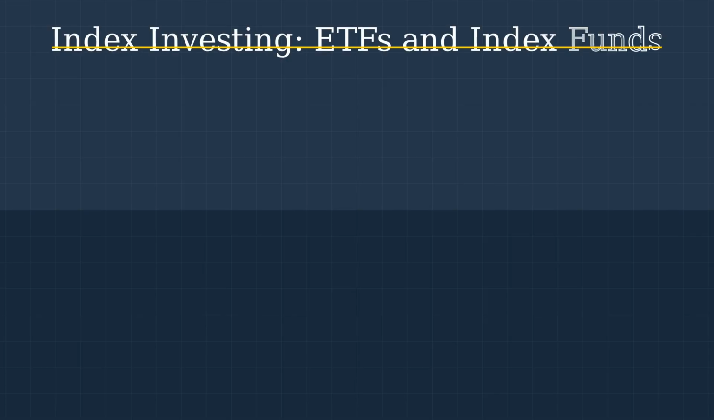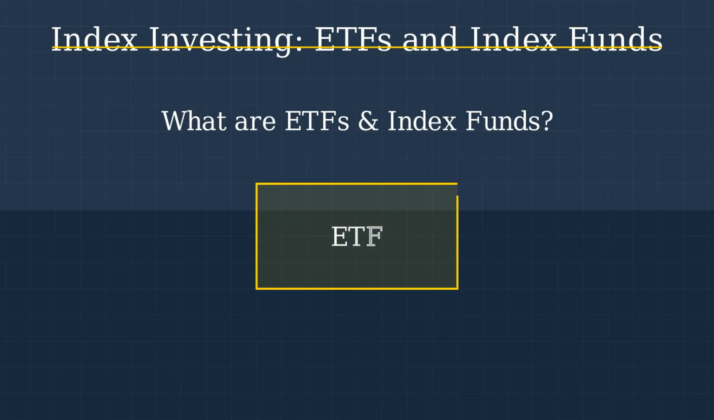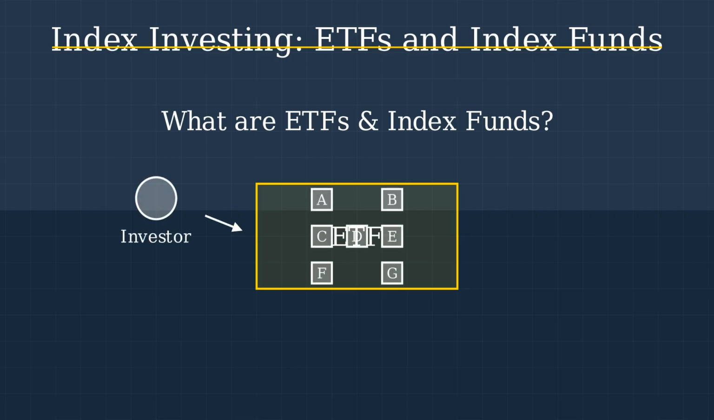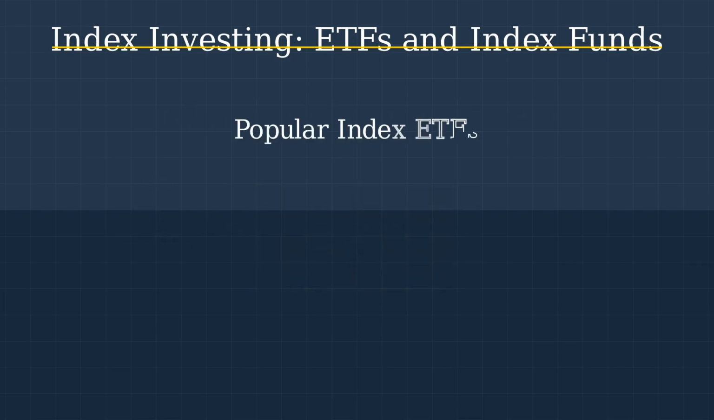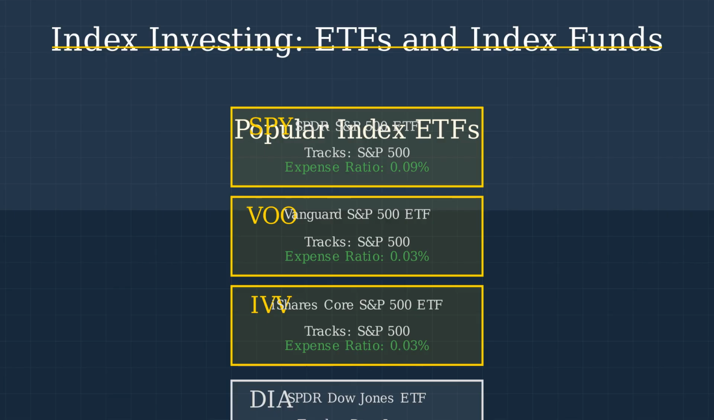Index investing offers simplified ways to gain diversified market exposure through ETFs and index funds. Exchange-traded funds, or ETFs, and index funds are investment vehicles that hold a basket of securities matching a specific index, like the S&P 500. Here are some of the most popular ETFs for different market indices. For S&P 500 exposure, investors often choose SPY with a 0.09% expense ratio or VOO and IVV, both with just 0.03% annual fees. For Dow Jones exposure, DIA is the primary ETF with a 0.16% expense ratio, while the Invesco QQQ Trust offers exposure to the Nasdaq 100 index at 0.20%.